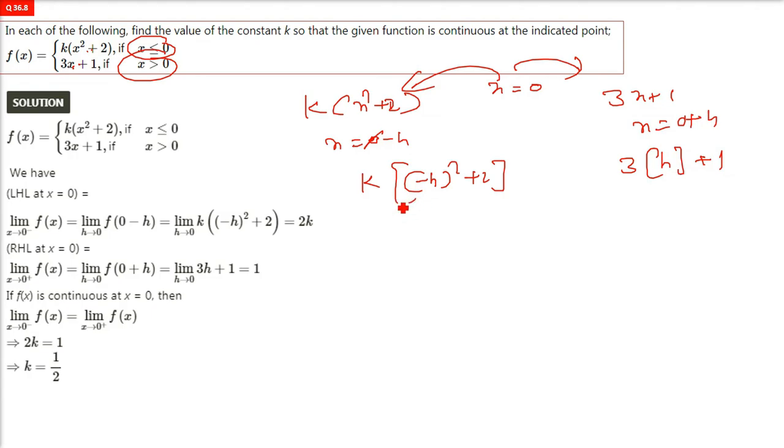So you can apply the limit here, it's not going to affect anything. When we apply the limit h tends to 0, both ways I am applying the limit. So this is 0, so twice k it is. Here 0, so you get 1. 2k is 1, k is 1 by 2. This is your final answer.